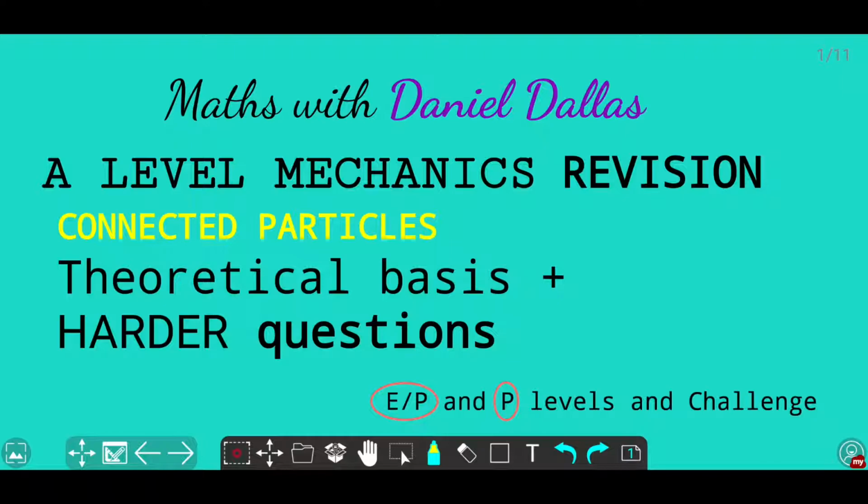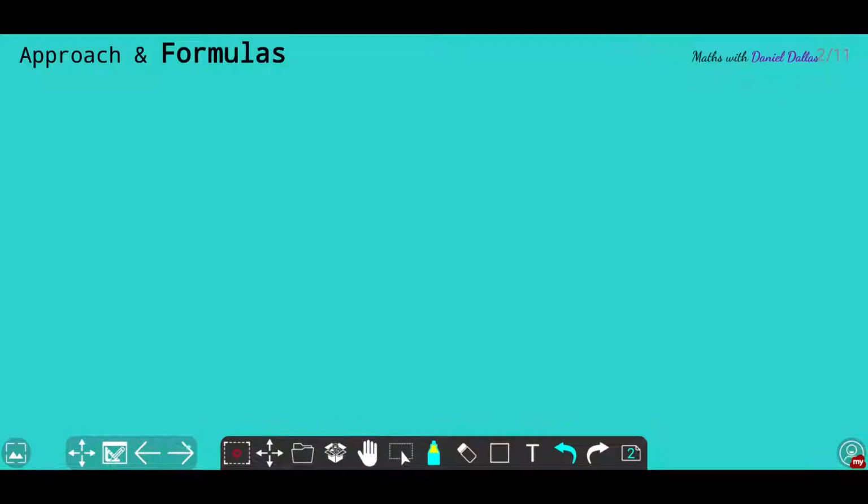All right, it's the right time to reveal all those theoretical bases and the physics that lies behind the scenes, and also to reveal the approach that we're going to use and apply to the following problems, which are, of course, going to be challenging, at EP and P levels. Let's get started. First, we're going to start with the approach and formula.